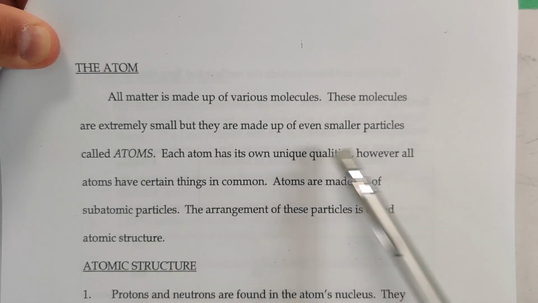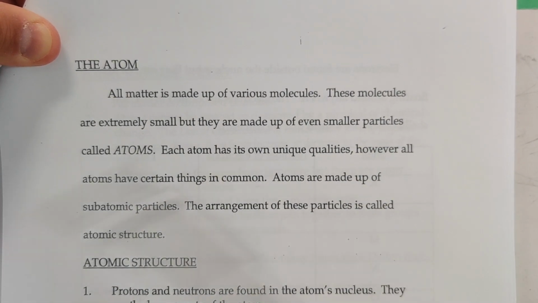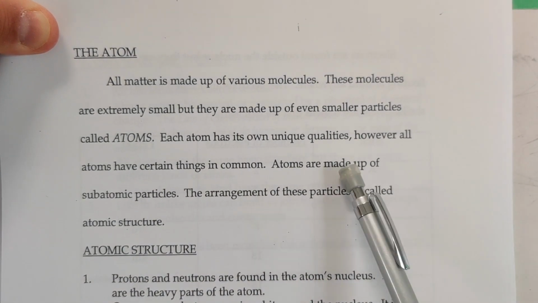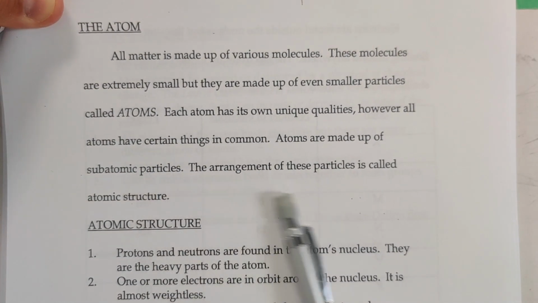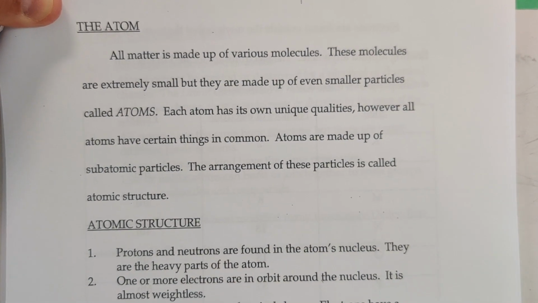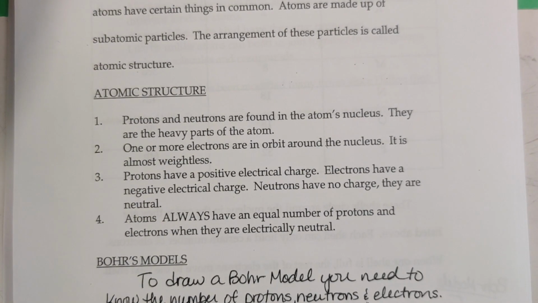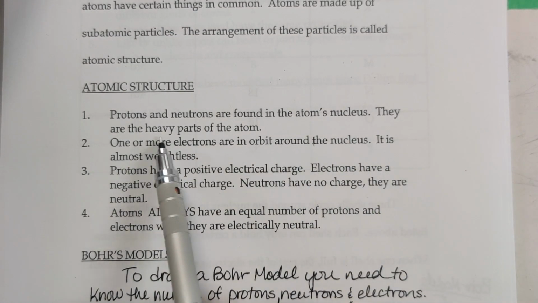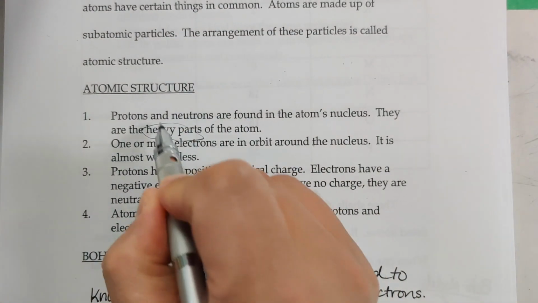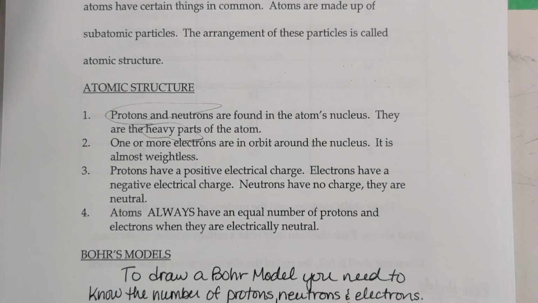These molecules are small, but they're made of smaller things called atoms. That's all review. Each atom has its own unique qualities. However, all atoms have certain things in common. Atoms are made up of subatomic particles. The arrangement of these particles is called atomic structure. No problem there. Protons and neutrons are found in the nucleus. We know that. They are the heavy parts. That's important. Protons and neutrons are heavy.